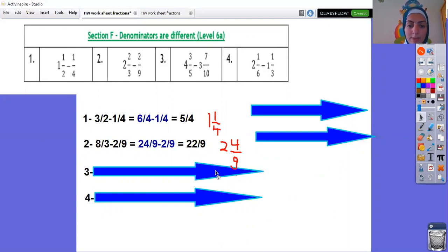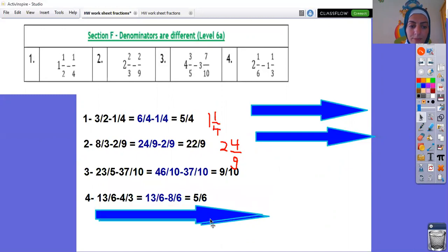Okay, let's go quickly to the answer, and then you can check it. The same idea, 2 and 4/9.